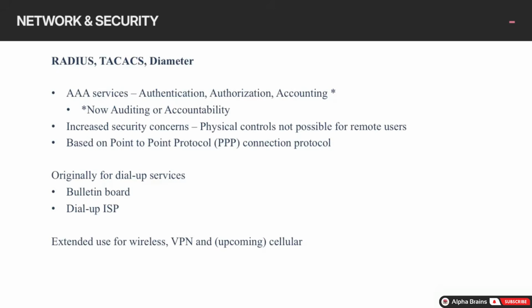And that's where RADIUS, TACACS, and Diameter come into play. RADIUS is Remote Authentication Dial-In User Service. That's the open standard. Cisco took that open standard of RADIUS and implemented it in a Cisco environment. They call this TACACS, or Terminal Access Controller Access Control Services. And the new generation of these remote access services is Diameter. This is the latest and greatest.